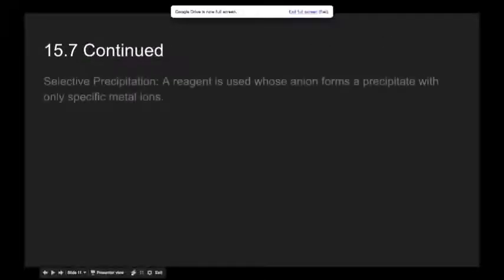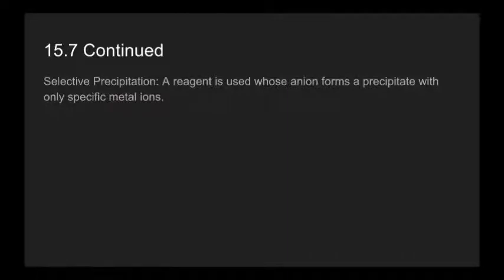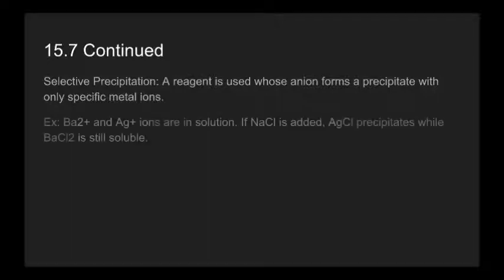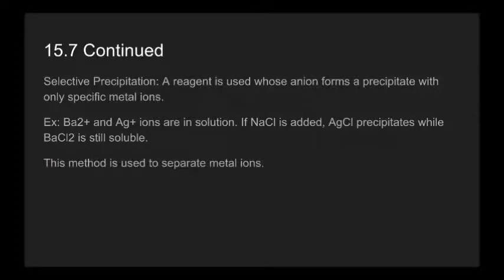Okay, continue on with 15.7. Selective precipitation is when a reagent is used whose anion forms a precipitate with only specific metal ions. For example, Ba2+ and Ag+ ions are in solution. If NaCl is added, AgCl precipitates because it's an insoluble chloride, while BaCl2 is still soluble. This method is used to separate metal ions.